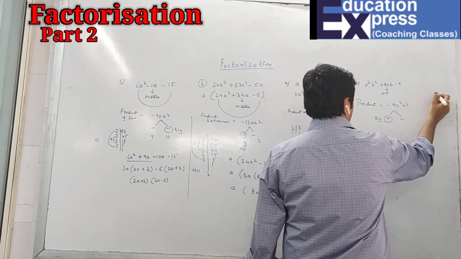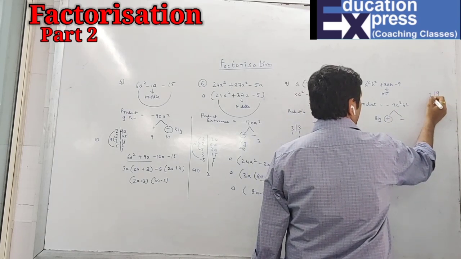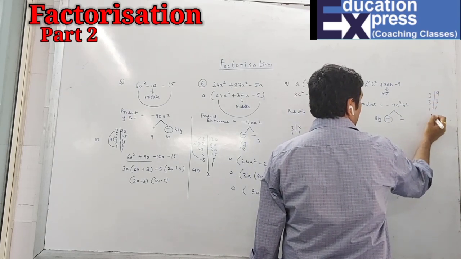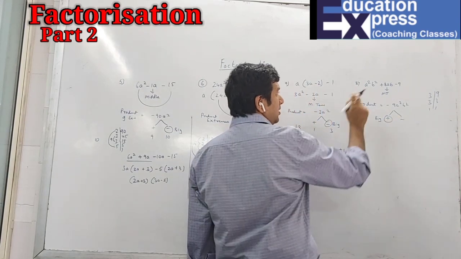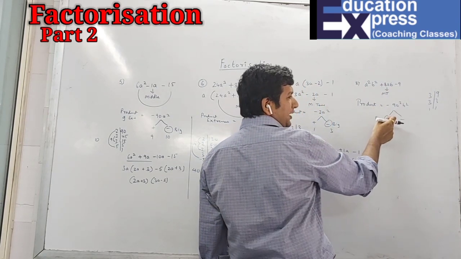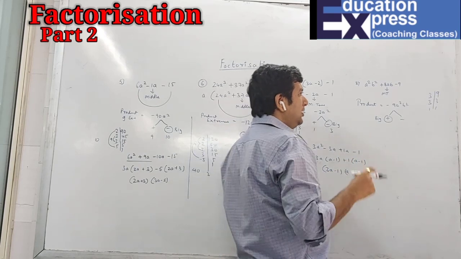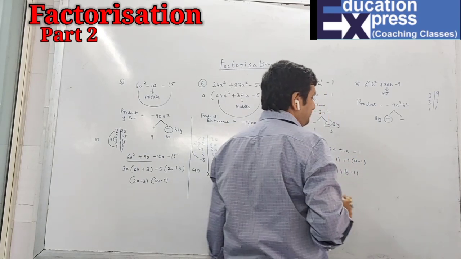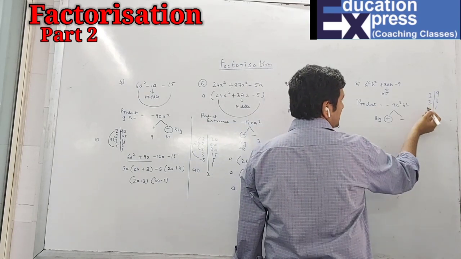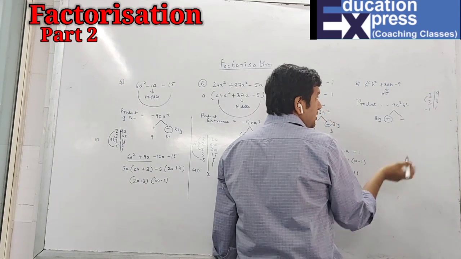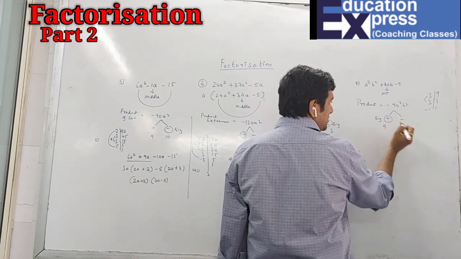So the factors of 9 are 3 3s and 9 1s. So I want to get 8. To get the middle term I have to subtract the numbers and get 8. How will you get it? So obviously 9 and 1. So 9 is the bigger number and 1 is the smaller number.